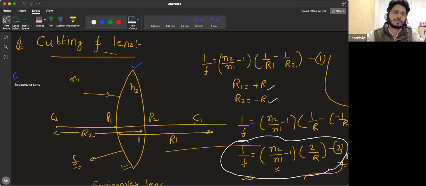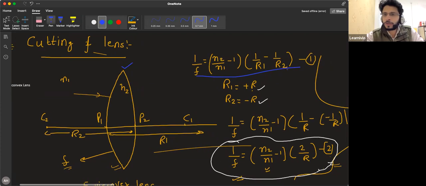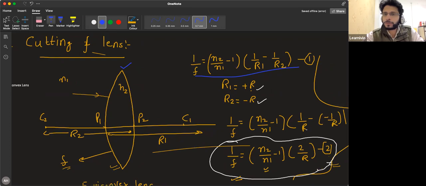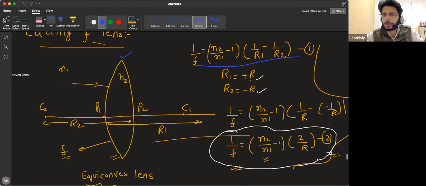So we have discussed in the last class that if you have a convex lens, then R1 is positive and R2 is negative. So R1 is plus R and R2 is minus R. And this is the lens maker formula. I'm substituting R1 equal to plus R and R2 equal to minus R here. So what I get is 1 by F is (N2/N1 minus 1) into (1 by R, and instead of R2, I'm substituting minus R, so minus of minus 1 by R). So it becomes 2 by R. Is it clear, everyone, up to equation number 2? Miraj? Yes, sir. Okay. So I just substituted R1 and R2 equal to R and minus R. So 1 by F is (N2/N1 minus 1) into 2 by R.